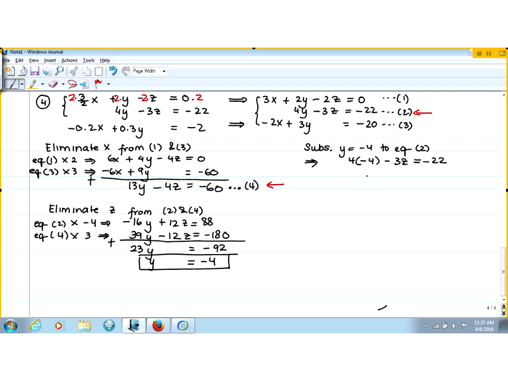What next? -16 minus 3z is -22. That's right. And then you bring the -16 to the other side. So plus 16 both sides. -3z is equal to -6. So z is 2.